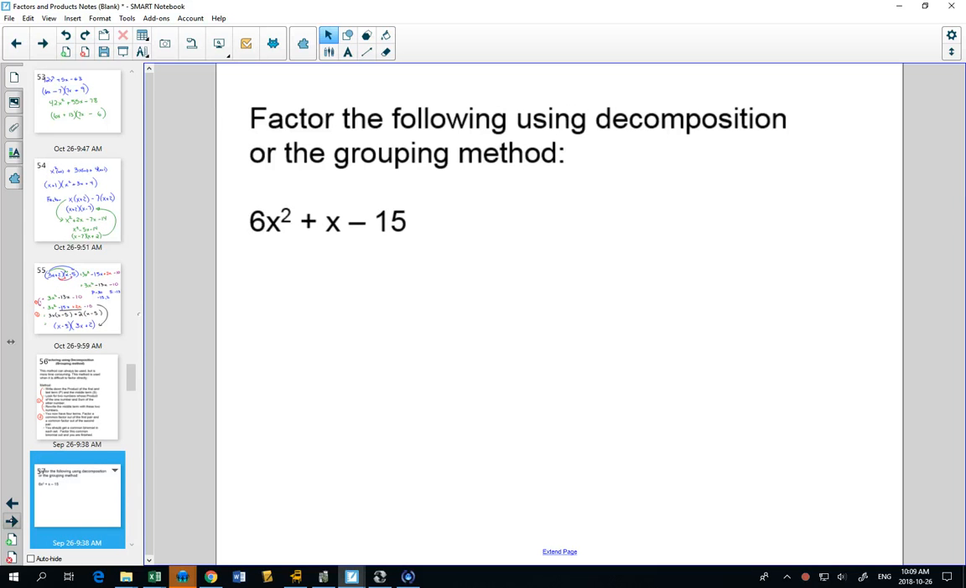So we're going to use the grouping method. But before we do the grouping method, I'll give you 30 seconds to see if you can find the answer using the old method. Just writing it out and figuring it out. Okay, whether you found it or not, I'm going to get you to stop.